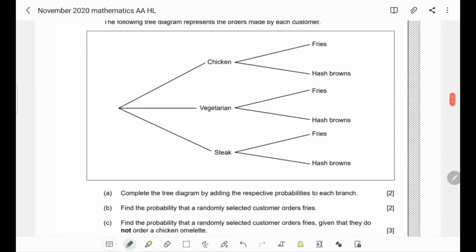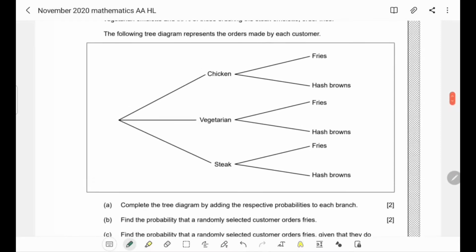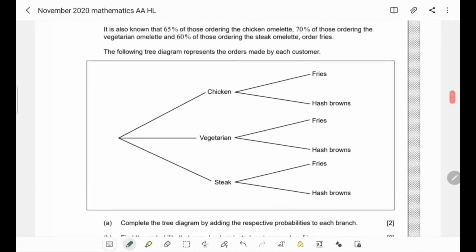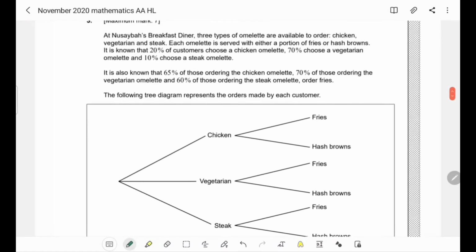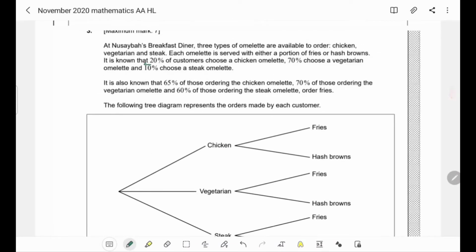So in part A, we need to complete the tree diagram by adding the respective probability to each branch. The probability of choosing chicken omelette is 20%, so we can write it as 20 by 100, or we can simplify it also. Vegetarian is 70%, so it's 70 by 100, and for steak, it's 10 by 100. Now, ordering chicken omelette and choosing fries, the probability is 65%, so I can write 65 over 100. For the other branch, hash brown, the probability is 35 by 100. I just subtracted from 1.